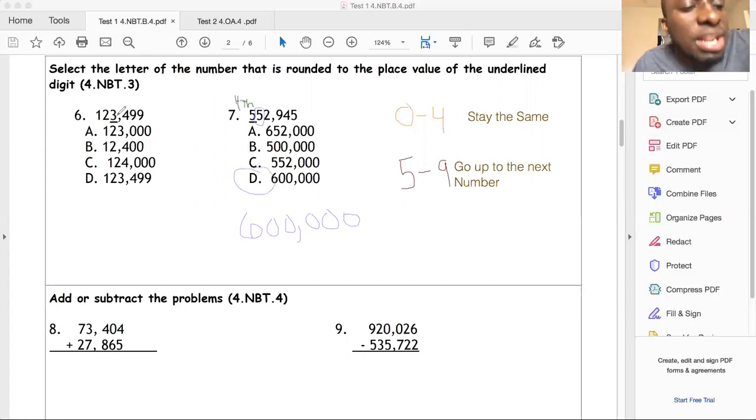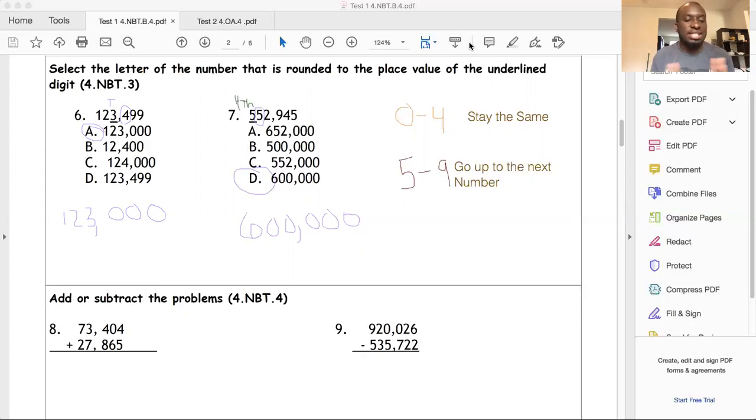If I do number 6, 123,499, if I round to the nearest thousands, which is what this place value is, I look to this number right here, this 4. The 4 tells me I'll keep it the same. And every number after becomes a 0. Answer choice A. Moving on to number 8 and 9.